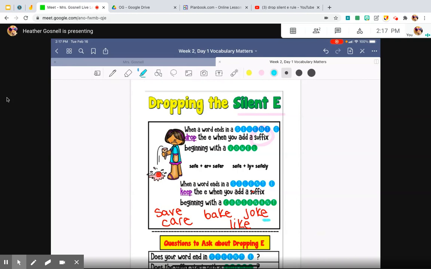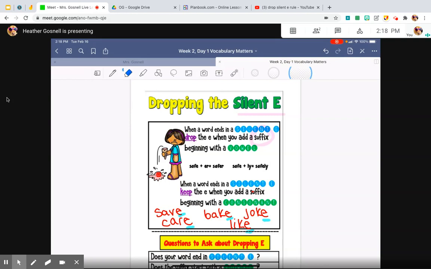You do not hear the E at the end of the word because the E's job, its only job, is to tell the vowel that's before it to say its name. Save, care, bake, joke, like. That's its job. It is a placeholder. So the vowel doesn't stay short, it says its long vowel sound. Without it, it changes the word completely and how we read it.